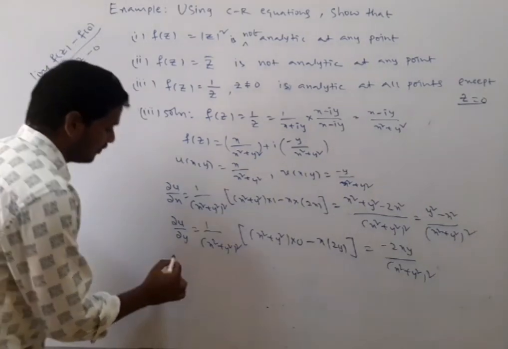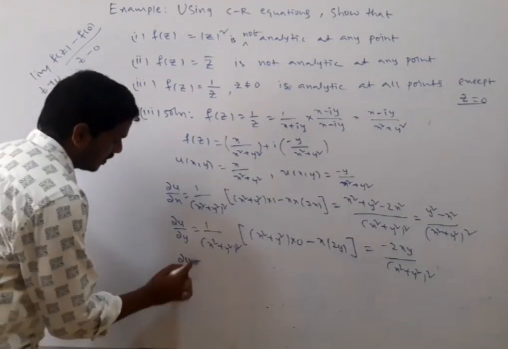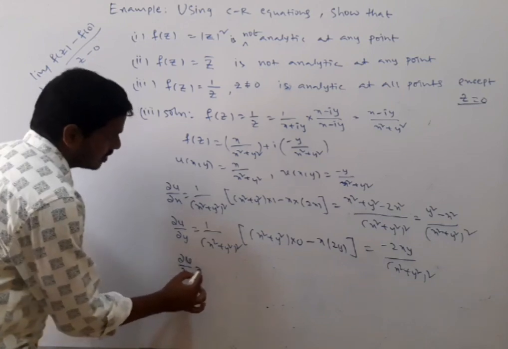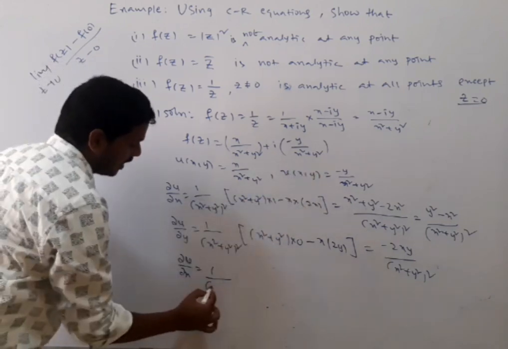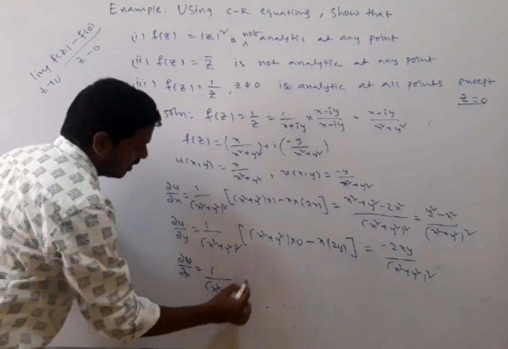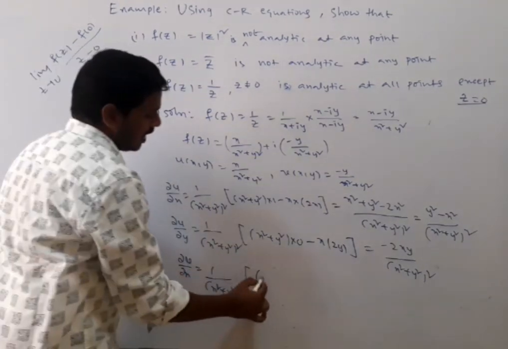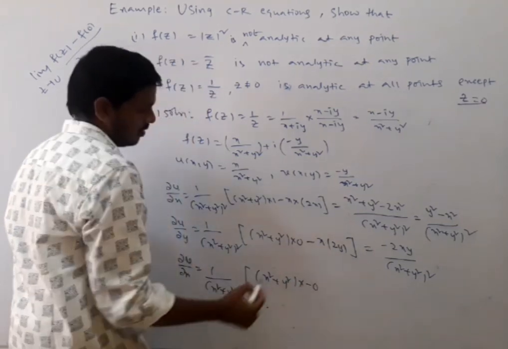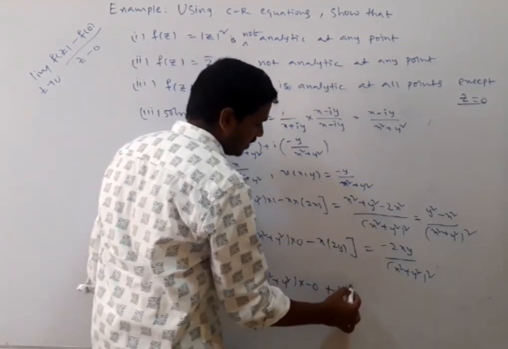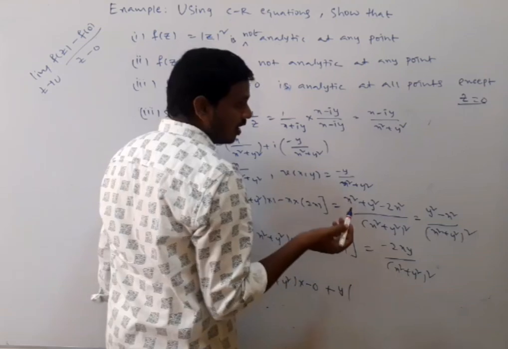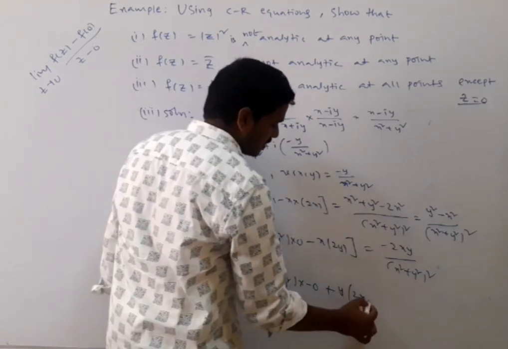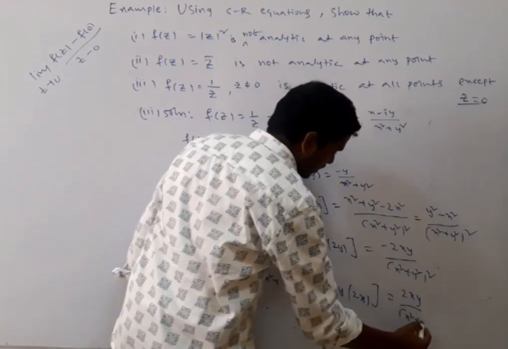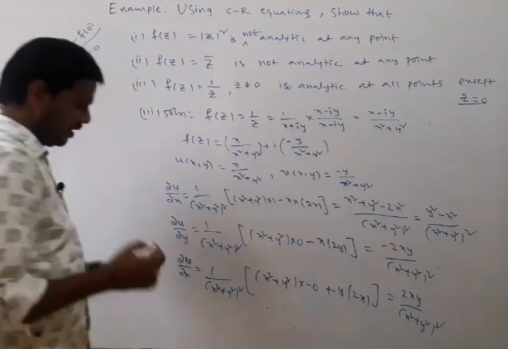Next coming to ∂v/∂x, which is equal to 1 by (x² + y²) whole square, (x² + y²) into the derivative of minus y, which is 0, minus of minus plus y into the derivative of (x² + y²) with respect to x, which is 2x, which is equal to 2xy divided by (x² + y²) whole square. This is ∂v/∂x.